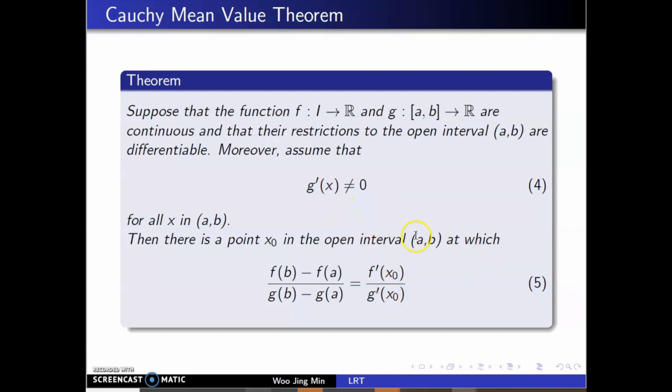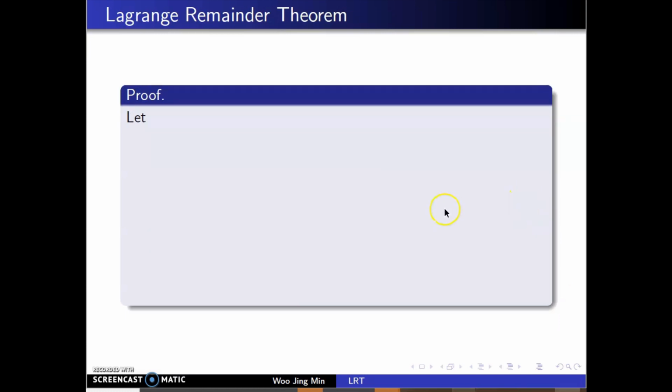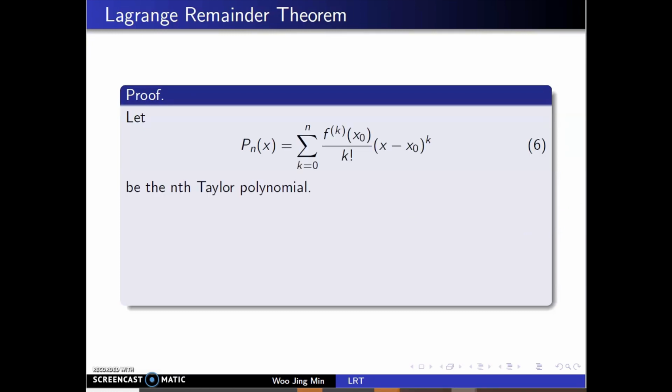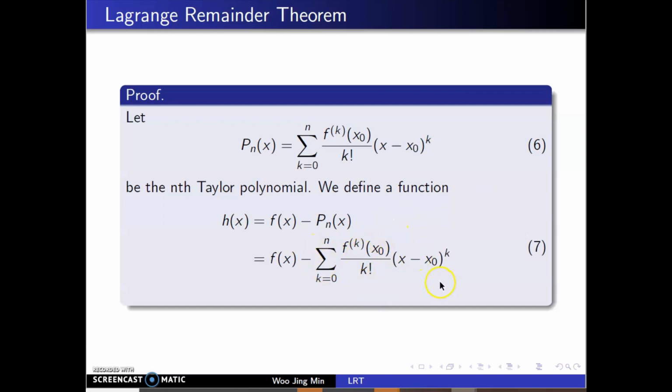So yes, we will be using this to do our proof. So what do we do first? Well, let Pn of x equal the Taylor polynomial, the nth Taylor polynomial in fact. And then what do we do next? We define a function, which will be rather interesting, h of x equals f of x minus Pn of x. So you can easily rewrite it as such, that the Taylor polynomial is on your right.